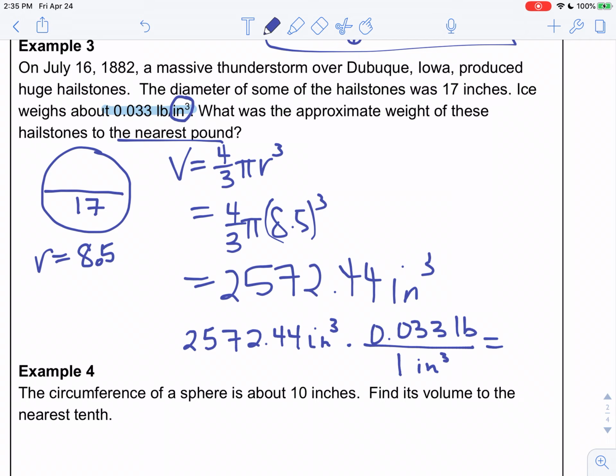This is something that you might hit up in chemistry class later on about how to deal with units. I know I want to get rid of inches cubed, so when I'm looking at my fraction, I want inches cubed hanging out on the bottom. So I'm left with the unit I'm looking for. I want to know the weight in pounds. So that's how you can decide if you're going to multiply by 0.033 or divide by 0.033.